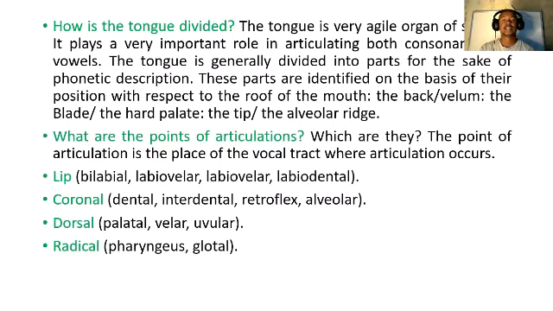What are the points of articulation? Which are they? The point of articulation is the place in the vocal tract where articulation occurs. Lip: bilabial, labiovelar, labiodental. Coronal: dental, interdental, retroflex, alveolar. Dorsal: palatal, velar, uvular. Radical: pharyngeal, and glottal.